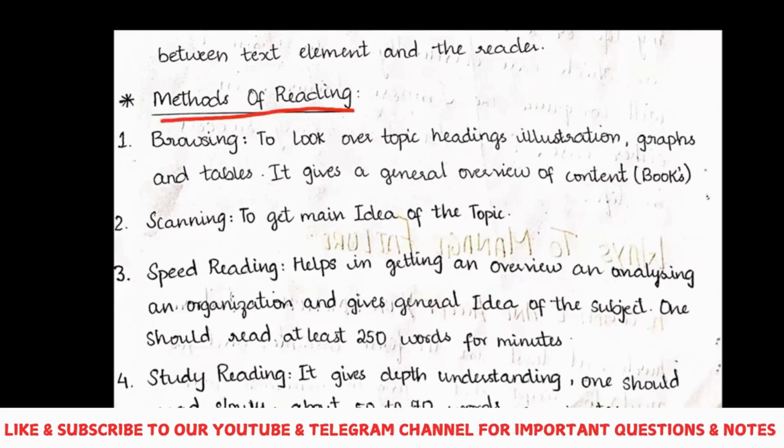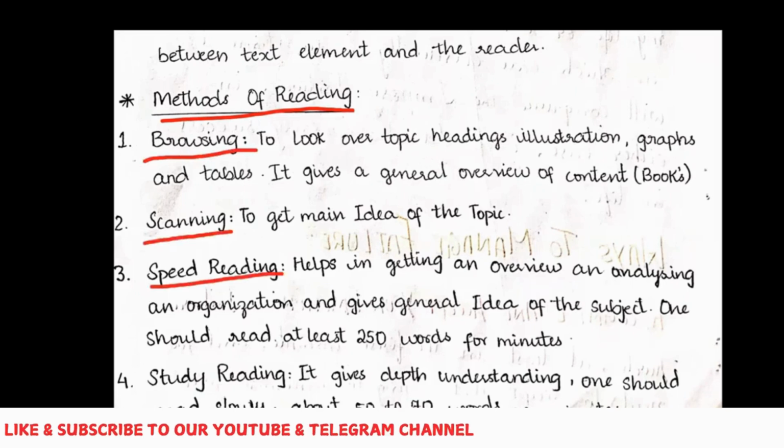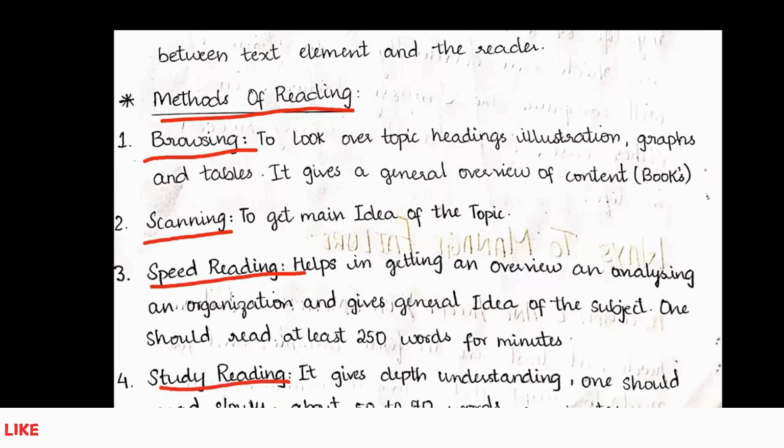And one more is methods of reading we have. Second one is methods of reading. Here we have given 4 methods. Just you can read this one. Browsing is there, scanning is there, speed reading is there, study reading is there. Definitions we mentioned here. It should be very helpful to you. You go with these notes, right, ma'am?